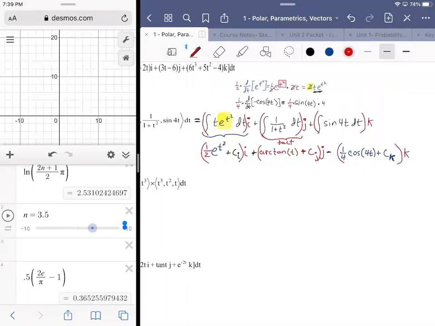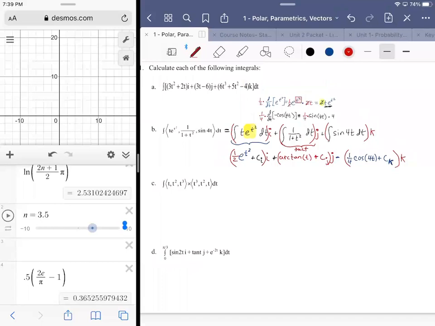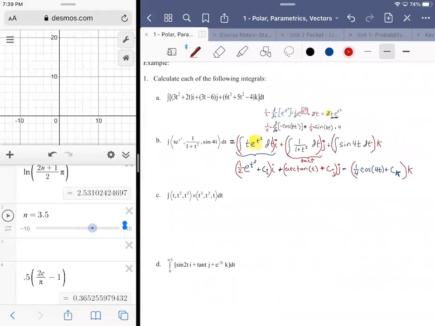Okay. So then one more problem. Part C. So this one, we're dealing with the cross product in the antiderivative context. So there's a couple of ways to handle it. One way, I suppose, would be just try to guess your way through it. That's not really a good way. The real way to do it would actually be to find the cross product and then integrate. Right. So there's a little bit more work involved here.